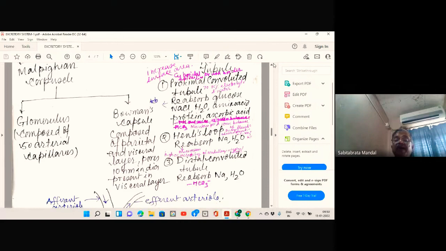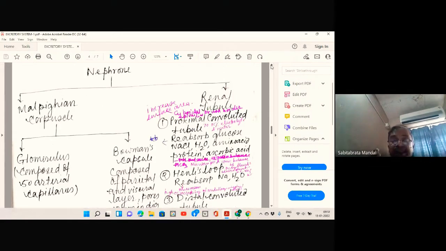Now, the other part of the nephron is what? Renal tubule, the pipeline. So, this tubule can be divided into three parts. First part is called proximal convoluted tubule. Second part is the Henle's loop. And the third part is the distal convoluted tubule.